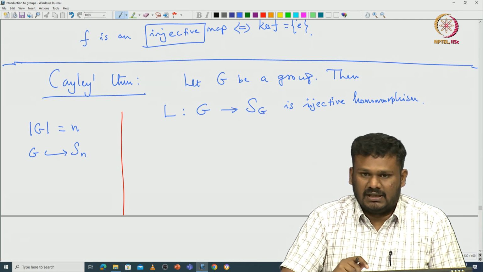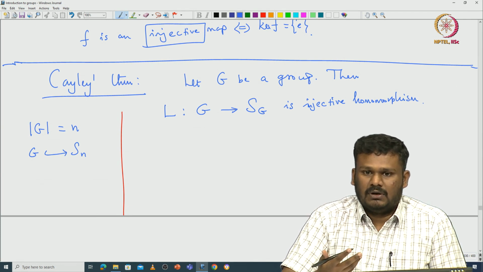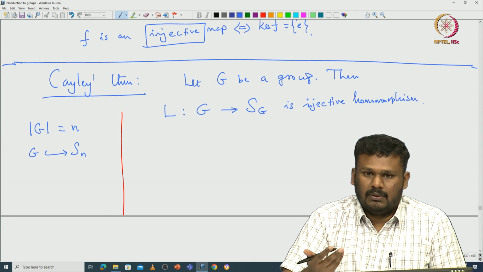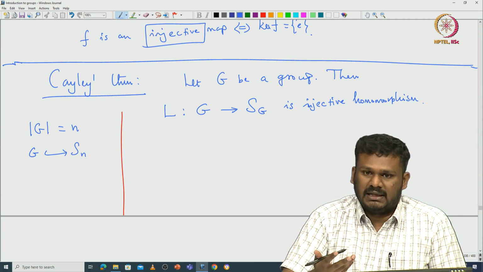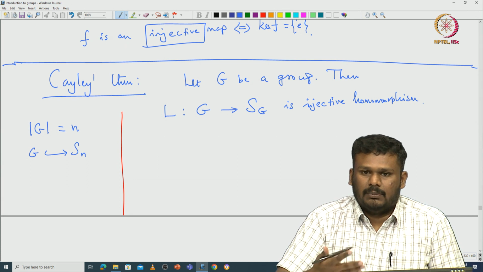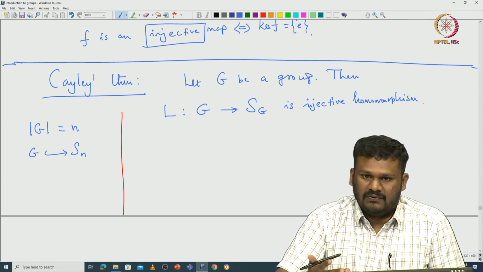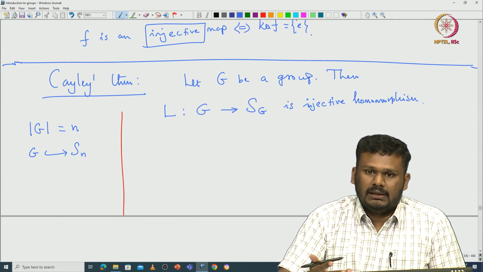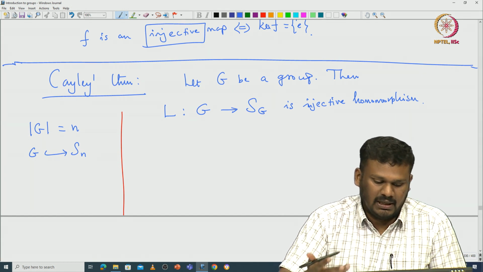Since n is fixed, this immediately proves, as a corollary, that the number of groups of order n up to isomorphism must be finite, because any group of order n can be embedded inside S_n for that particular n. S_n is a finite group of order n factorial. Since the number of subgroups of S_n is finite, in particular the subgroups of order n also must be finite. So immediately the number of groups of order n up to isomorphism must be finite. That is an immediate corollary.